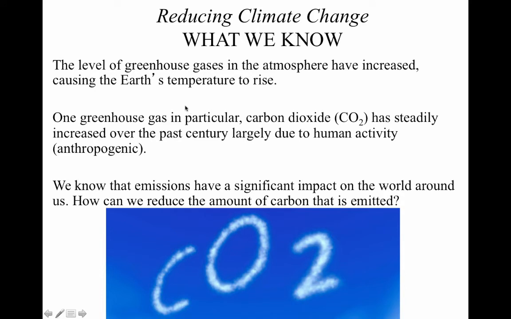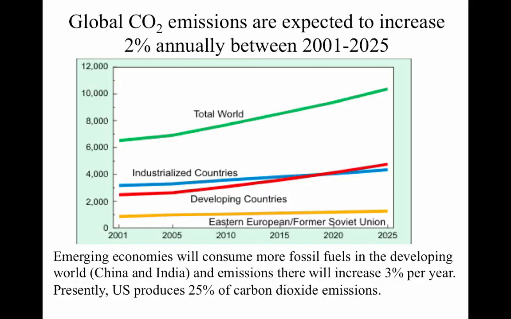So, reducing climate change. What do we know? The level of greenhouse gases in the atmosphere has increased, causing the Earth's temperature to rise. One greenhouse gas in particular, carbon dioxide, has steadily increased over the past century due to human activity burning fossil fuels. And we know that emissions have a significant impact on the world around us. So how can we reduce the amount of carbon that is emitted?